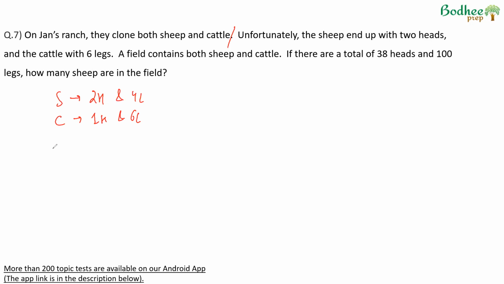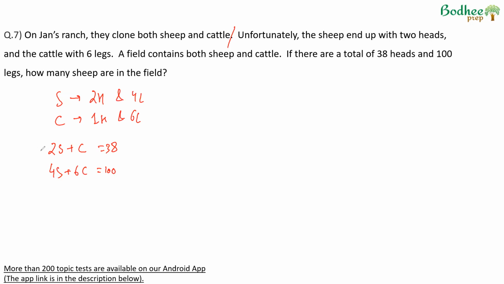If the number of sheep is S, the number of heads will be 2S. And for cattle, the number of heads will be C, where the number of cattle is C. This is equal to 38. For sheep, the number of legs will be 4S. For cattle, it will be 6C. This is 100. We have to find the number of sheep.